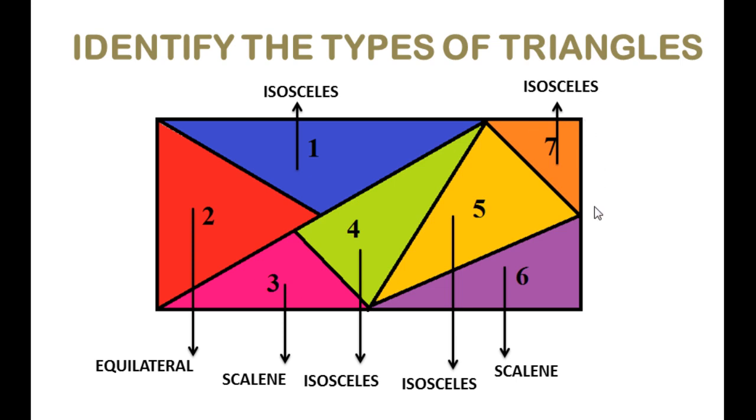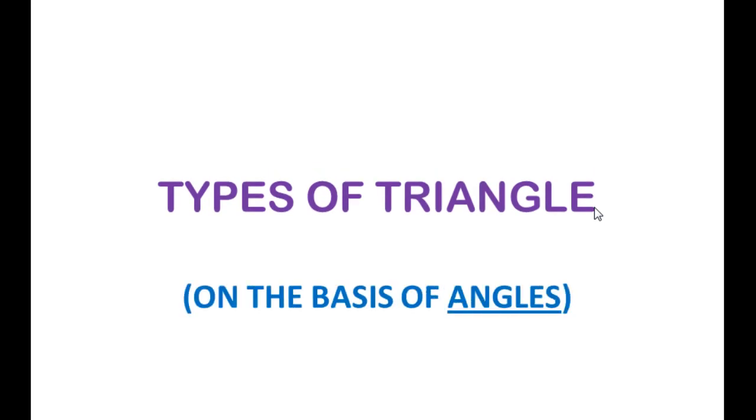Now moving ahead, it is completely clear that in one figure we have depicted all the three types of triangles and we have identified them also. So we are completely clear with the concept of triangle identification based on the sides. Now we will be learning another thing, identifying triangles on the basis of angles. So here are the types of triangles on basis of angles.